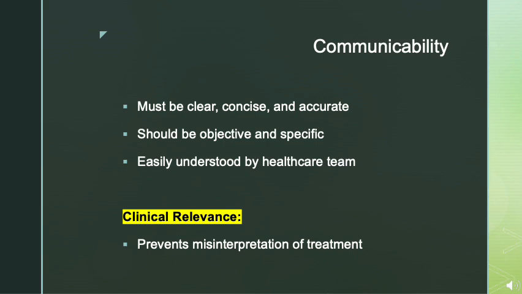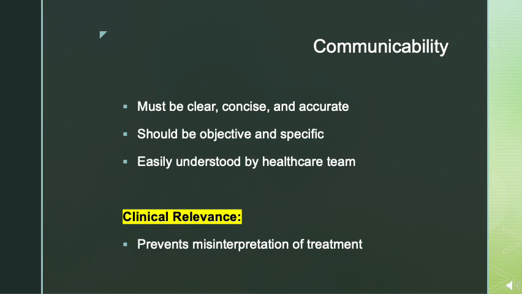Communicability refers to how well a record can be understood. First, records must be clear. This means avoiding vague or ambiguous terms. Second, records must be concise. Only relevant information should be included. Third, records must be accurate. All data should reflect the actual condition of the patient. Fourth, records must be objective and specific. This means avoiding personal opinions and focusing on measurable findings.